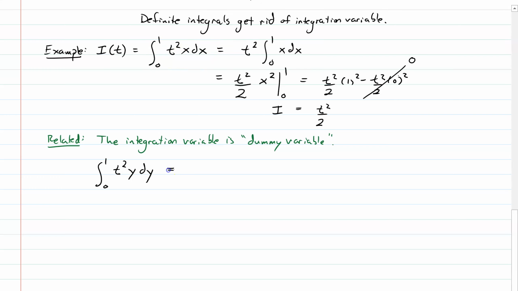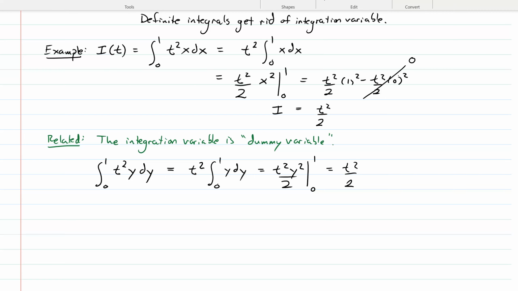I would do all the same steps, right? t is not the integration variable. It comes outside. 0 to 1 y dy. And then the integral of y is 1/2 y squared, evaluated at y equals 0 and 1. And I get the same thing, t squared over 2, right? So it doesn't matter what I call the integration variable. I can change the name to anything I want.